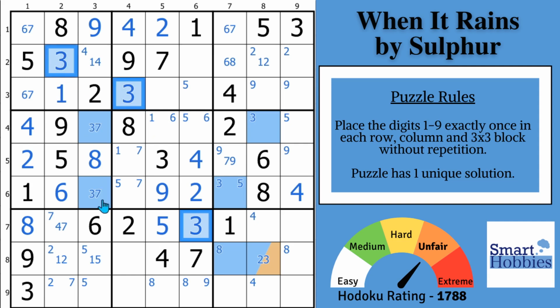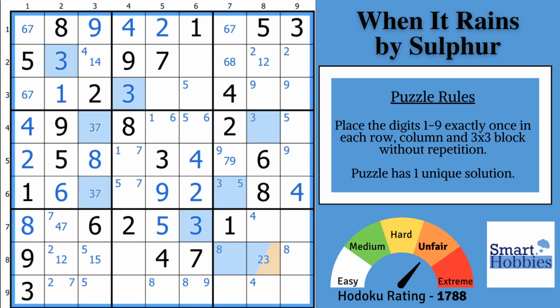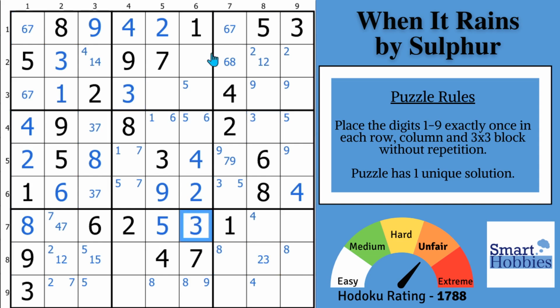Are we done with these advanced strategies? Don't know. We're going to unlock some more solves here. You've got to keep watching to see what we can do now that we found that discontinuous loop. Okay, so we got the 3s.